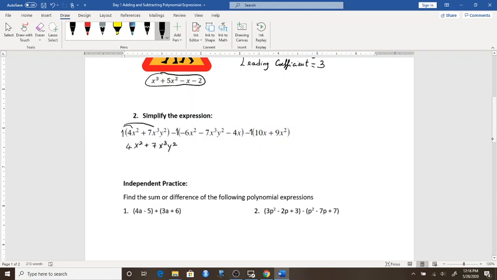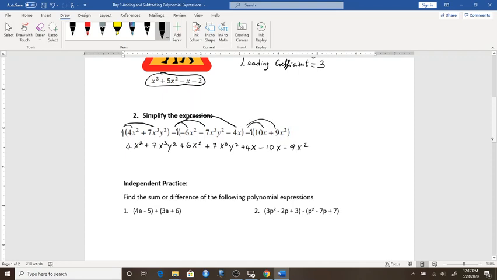And now here I have a negative 1, so if you use this distributive property, negative 1 times negative 6 is plus 6x squared. Negative 1 times negative 7 is plus 7x cubed y squared. And negative 1 times negative 4x is positive 4x. So when you have a negative in front of parentheses, what you do practically is drop the parentheses and change the sign of these 3 terms. So this is positive, this becomes positive, this becomes positive. And the same for the last parenthesis. Negative 1 times 10x becomes negative 10x. And negative 1 times positive 9x squared becomes negative 9x squared.